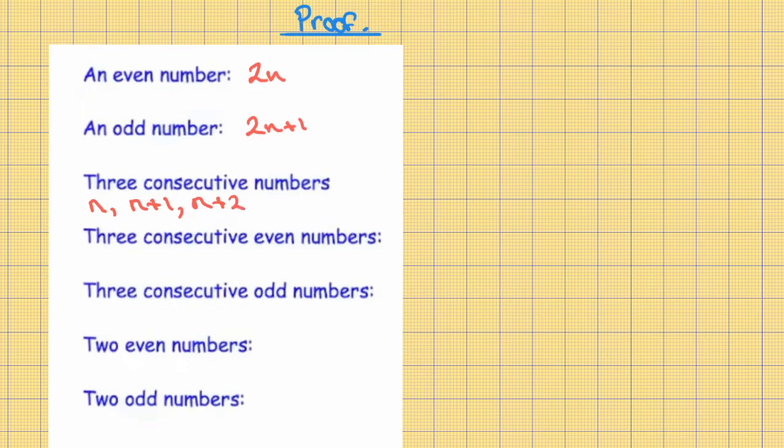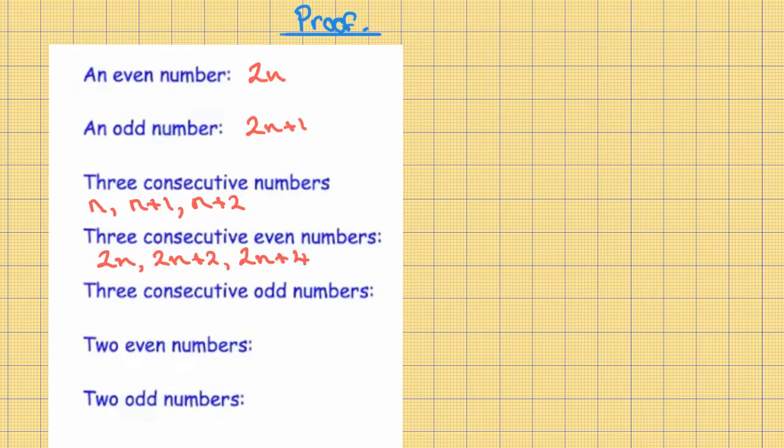Three consecutive even numbers. Well, our first even number would be 2n. If we just added 1, that would be an odd number. So the next even would be 2n plus 2. And the next even would be 2n plus 4.